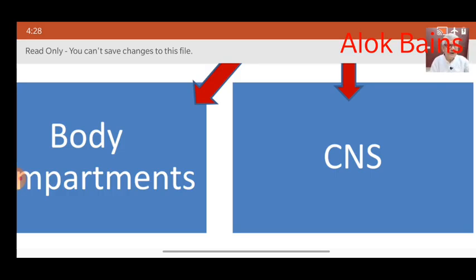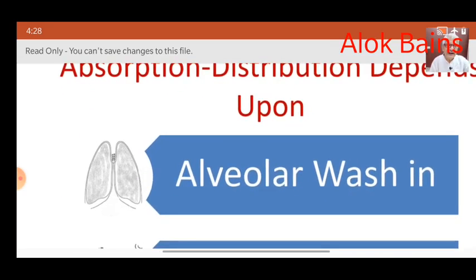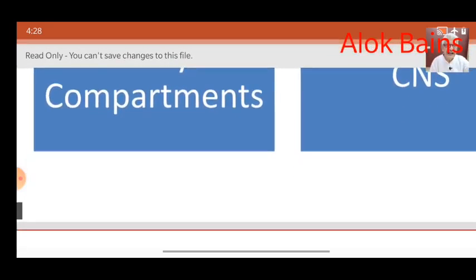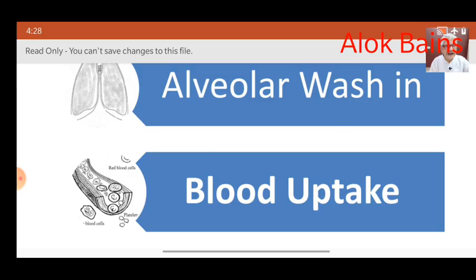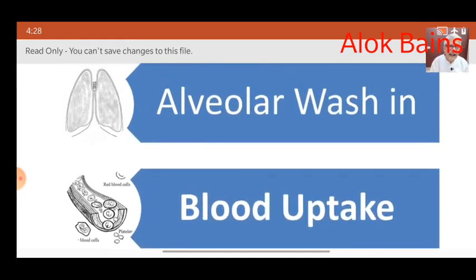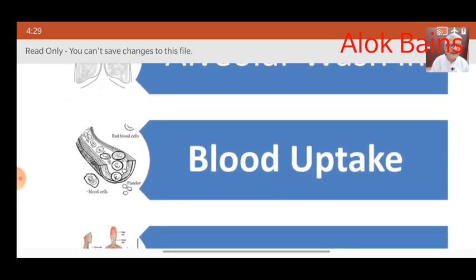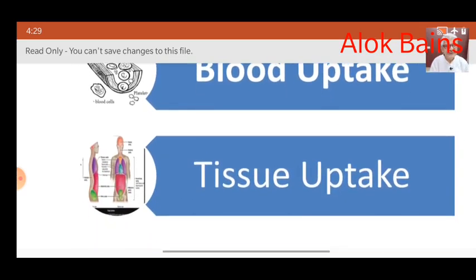Actually, all these steps or processes can be studied under three headings, and these are the alveolar wash-in, blood uptake and tissue uptake. Alveolar wash-in means movement of inhalation anesthetics from the respiratory tract into lungs alveoli. Blood uptake means movement of inhalation anesthetics from the lungs alveoli into blood circulation, and tissue uptake means movement of these inhalation anesthetics from the blood circulation into various body compartments or various organs of the body.